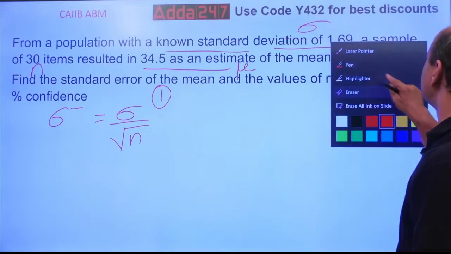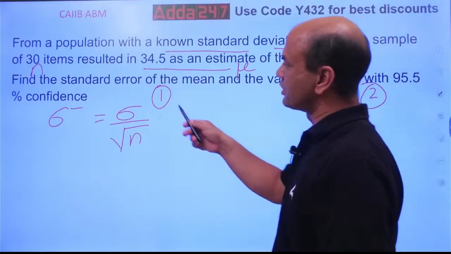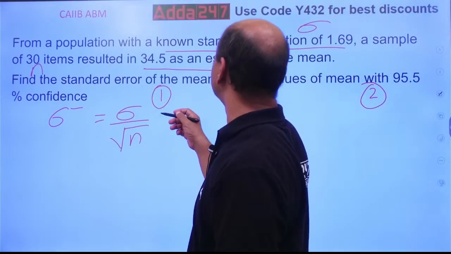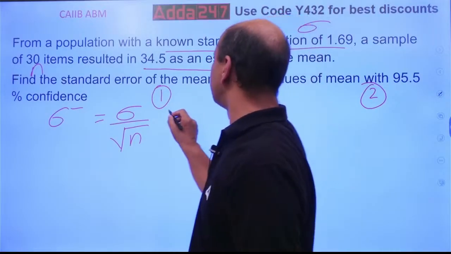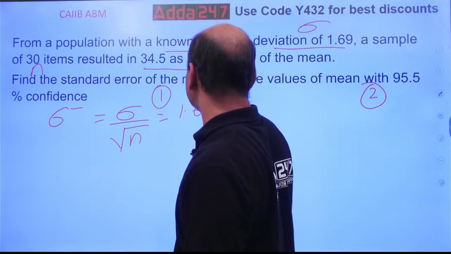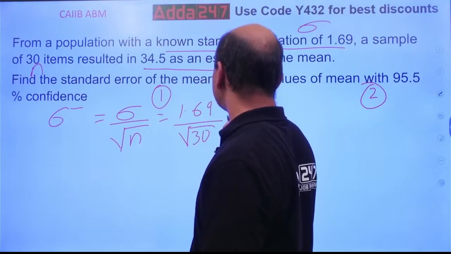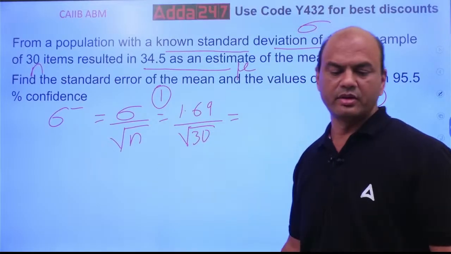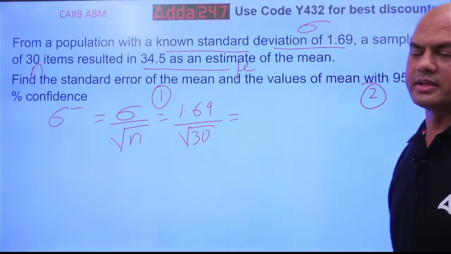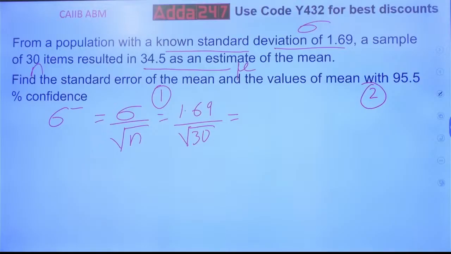Now this is quite simple: psi upon root of n. What is psi? 1.69. So 1.69 divided by root of n, which is root of 30. Everyone try this. First find out root of 30.